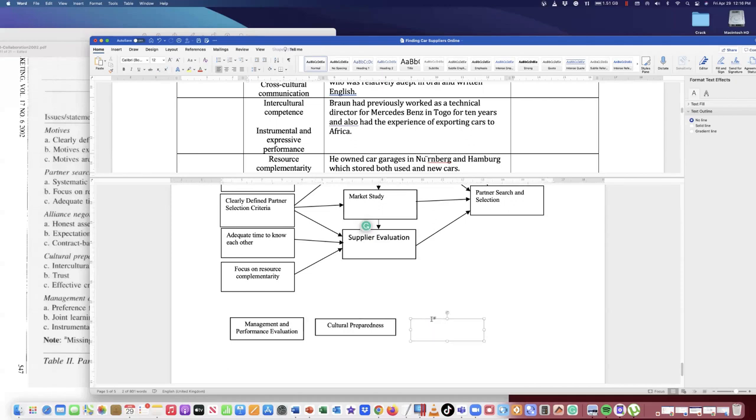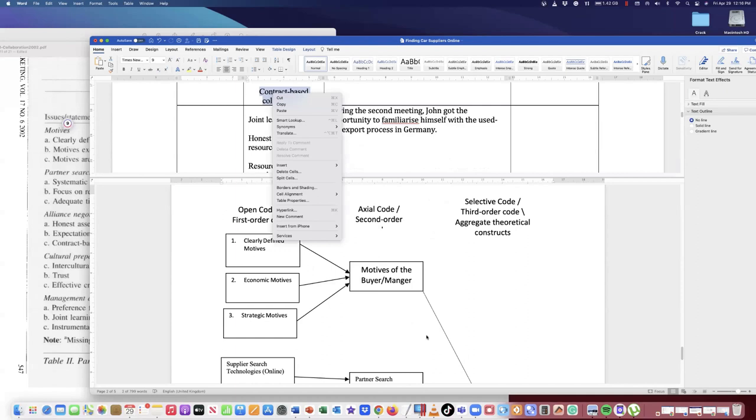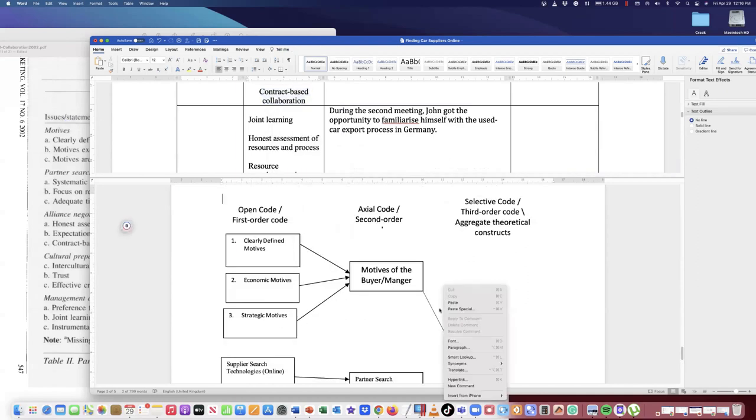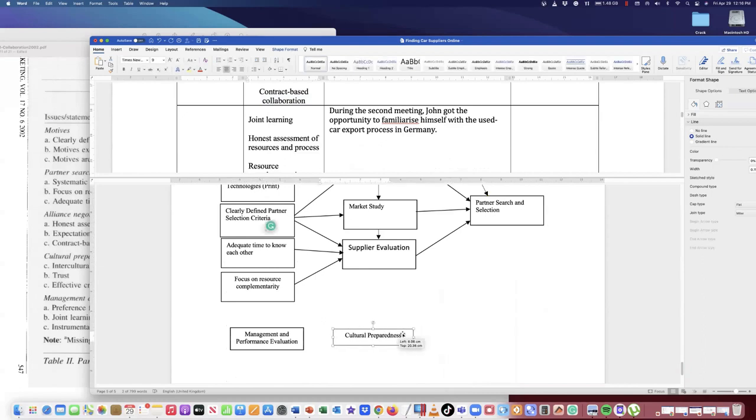But this one I should drop, because we don't have this one. We rather have contract something, something. What is it? Contract-based collaboration. And contract-based collaboration, I would not like to put it there. I would like to put it here, that it's part of the things that come out as outcome. Contract, because they define what you are going to do. So we have got this one. Okay, so underneath this one, what do we have? We have got honest assessment.